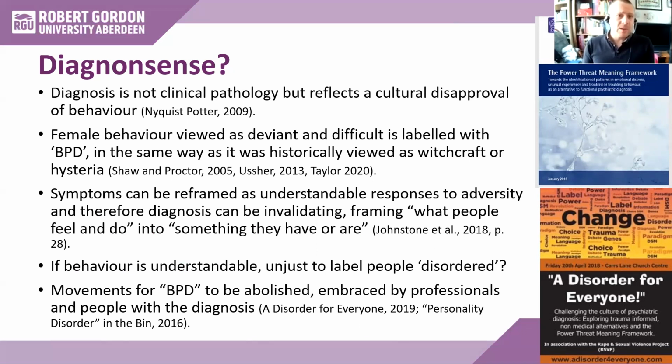So if behavior is understandable, then is it unjust to label people disordered? And I'm certainly arguing that I think it might be. And there are actually movements for BPD to be abolished, embraced by professionals and people with a diagnosis. So think about A Disorder for Everyone and Personality Disorder in the Bin. And a couple of the resources I've got there, so that's A Disorder for Everyone. They hold events that are certainly worth attending in terms of challenging the culture of psychiatric diagnosis. But the Power Threat Meaning Framework is a really interesting alternative to psychiatric diagnosis, certainly in its early stages in terms of how we would apply it, but really worth exploring, and it often understands mental distress in terms of people's powerlessness, in terms of their experiences, and in terms of the world that they're living in. So really worth looking at them.